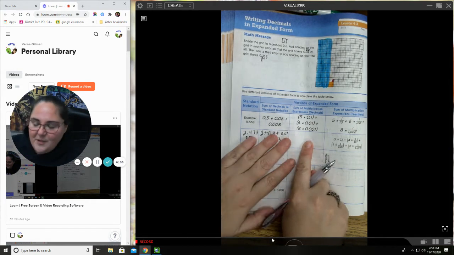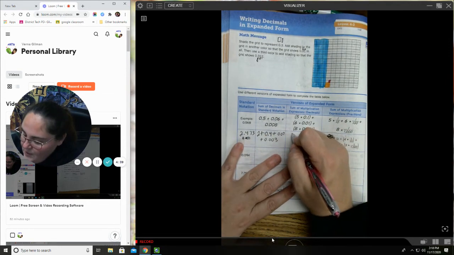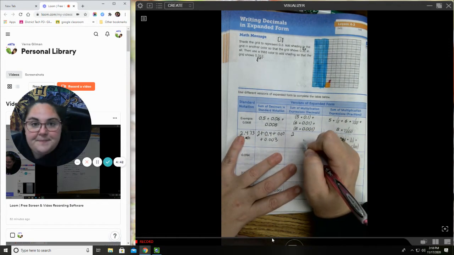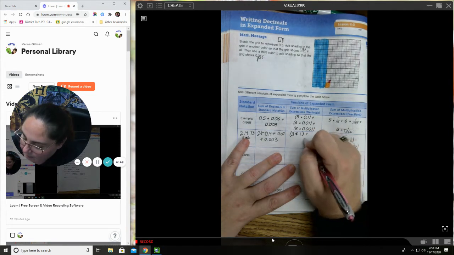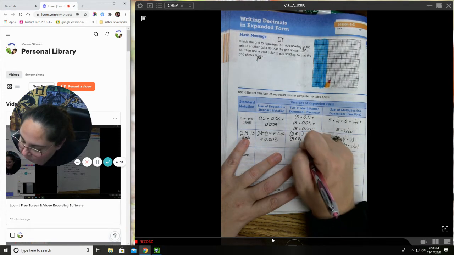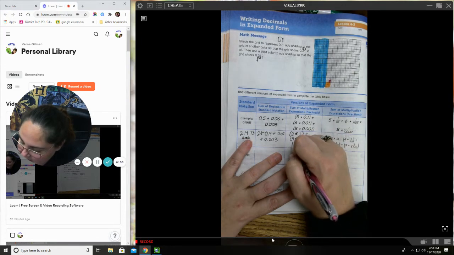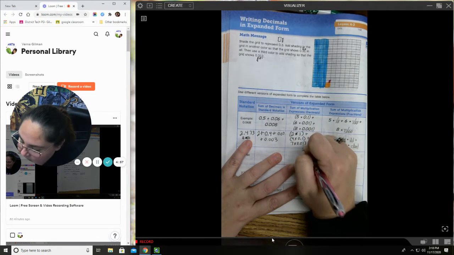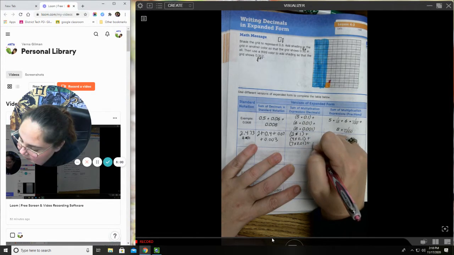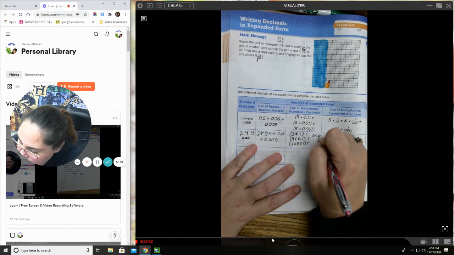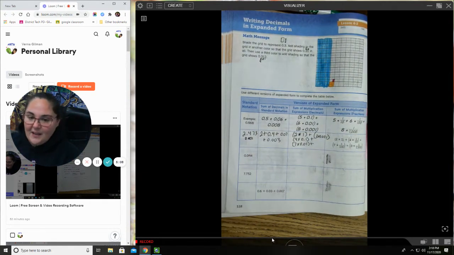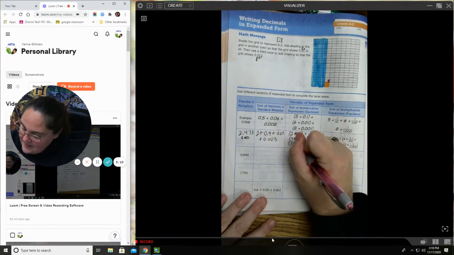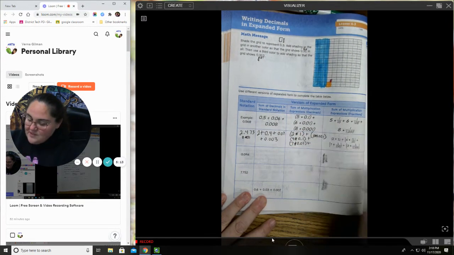Finally, I can do sums of multiplication. This is where you think about place value. My 2 is in which column? It's in my ones column. So we're going to do 2 times 1 plus 4 times 0.1 plus 7 times 0.01 plus 3 times 0.001. There you go. That's how you're going to do your sum of multiplication expressions with decimals.